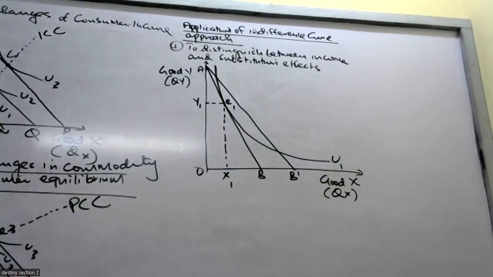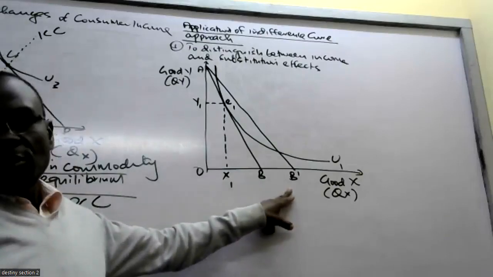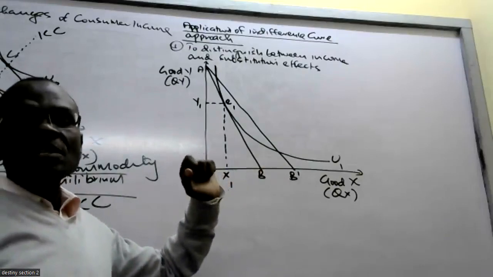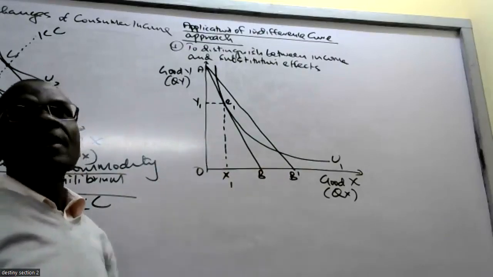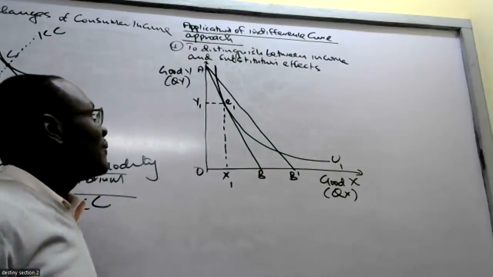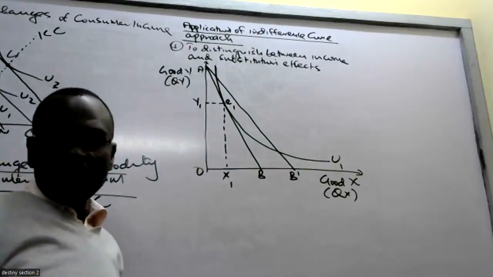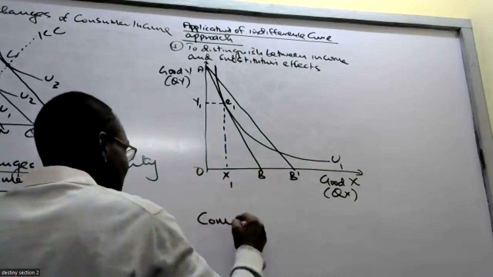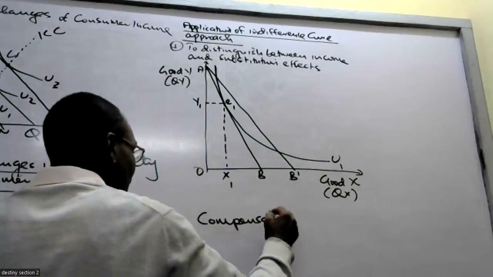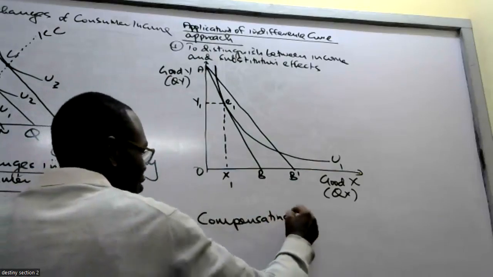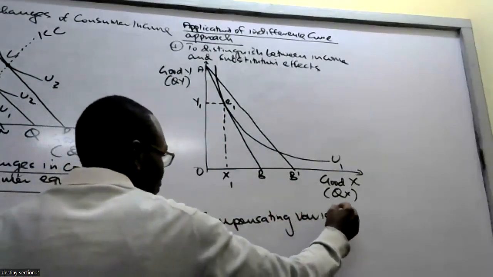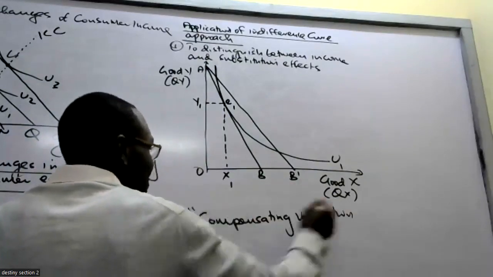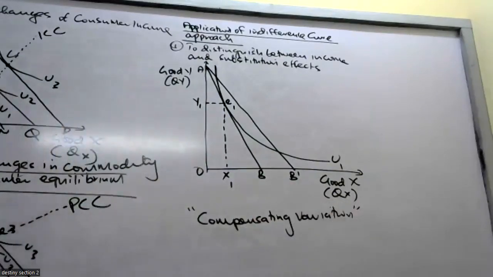So first, I want to introduce the substitution effect. Substitution effect means this: as the price of commodity X is falling, assume that there's something that happens. There's a compensating variation. So assume there is a compensating variation in income.